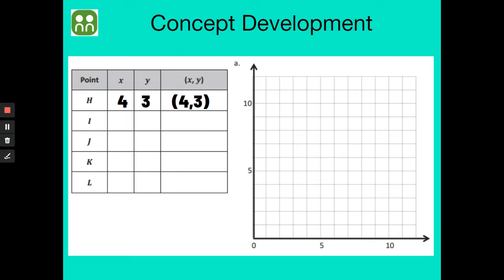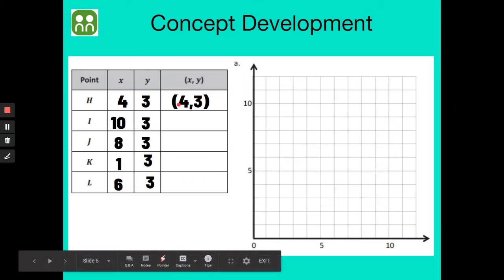So the point for I is x10, y3, J is x8 and y3. I feel like I'm playing bingo here. K is x1 and y3, and L is x6 and y3. So I want you to plot those points on this graph right here. Make sure that you have all of these filled out so that I know what your coordinate pairs look like.